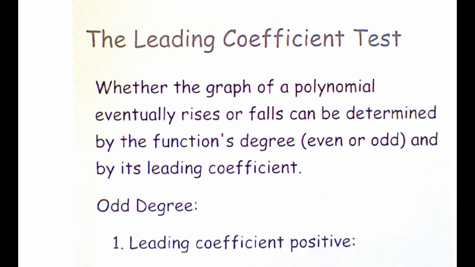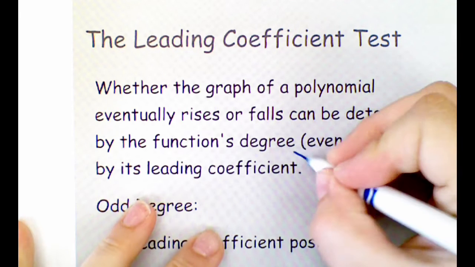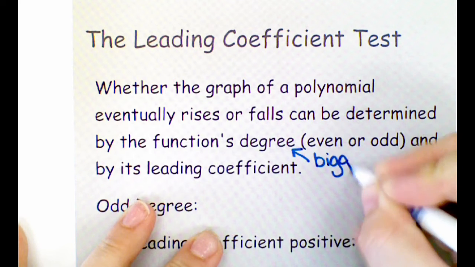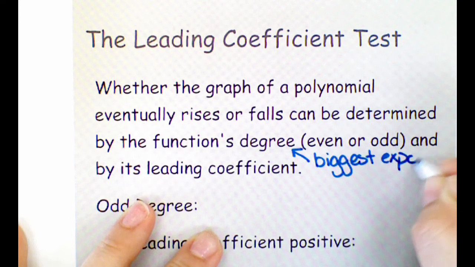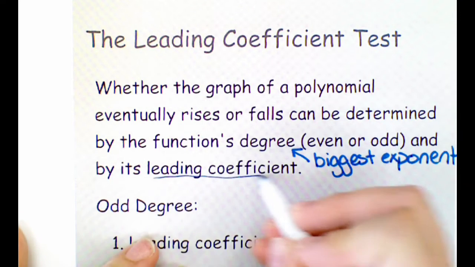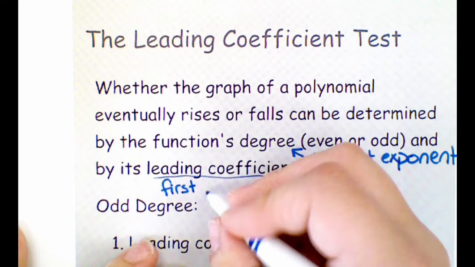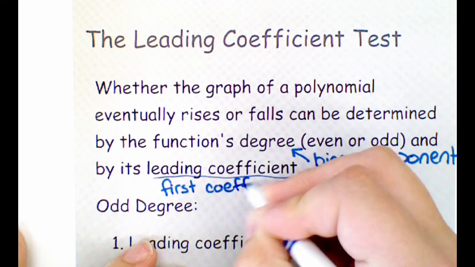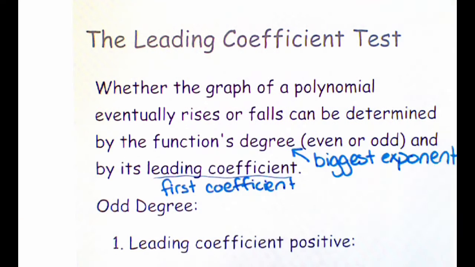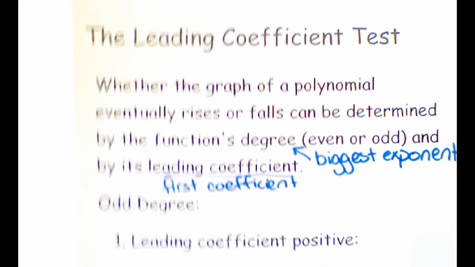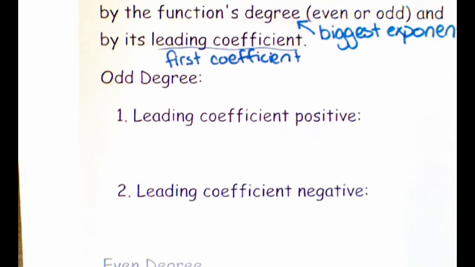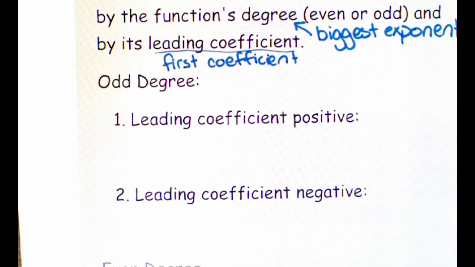So whether the graph of a polynomial eventually rises or falls can be determined by the function's degree, whether it's even or odd, and its leading coefficient. So remember, the degree is the biggest exponent. And the leading coefficient is the coefficient on that one, but when we write in standard form, it's the first coefficient. So if our degree is odd, so the biggest exponent is an odd number, depending if the leading coefficient is positive or negative tells us what our graph does.